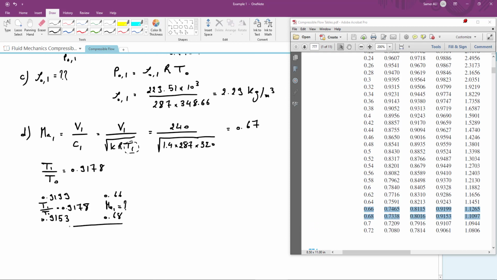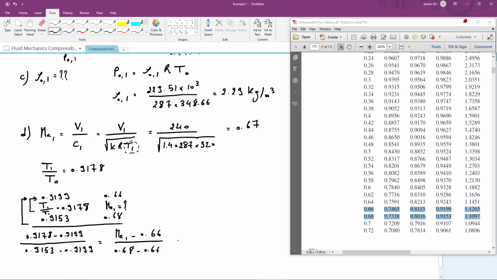So we do the linear interpolation similarly as before. The second row minus the first divided by the third minus the first. So 0.9178 minus 0.9199 divided by 0.9153 minus 0.9199 will be equal to Mach number 1 minus 0.66 over 0.68 minus 0.66. And of course, if you do the calculation, you will obtain a Mach number similar to this value here, which is 0.67. Okay.